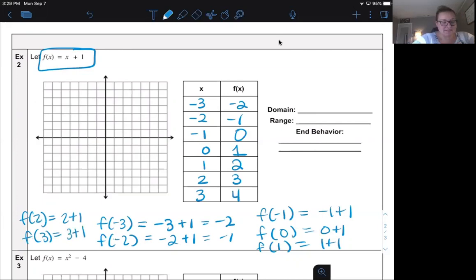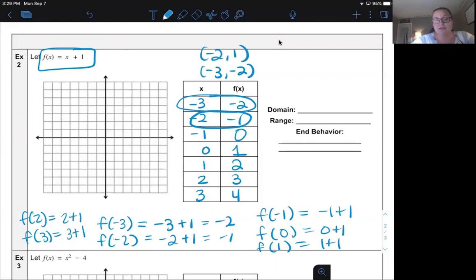So as you can see, we have a nice array of points here. A table of values is the same thing as a list of points. So this table of values, this -3, -2, is really the point (-3, -2). -2, -1 is really (-2, -1) as a coordinate point. We're going to plot those points.